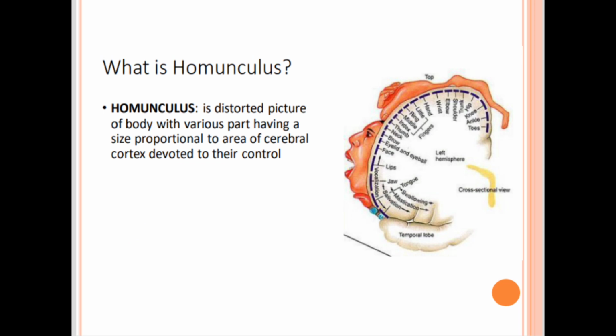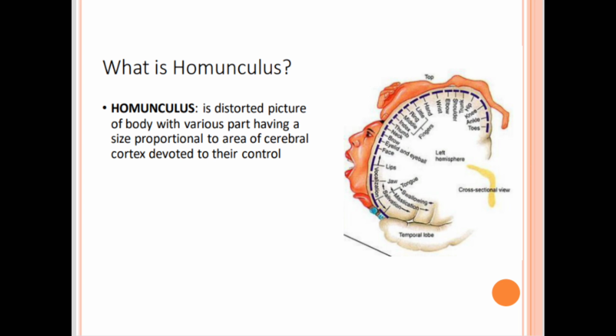Now, before discussing the whole pathway, we should know what the homunculus is. Whenever we stimulate different parts of the precentral gyrus, what we see is stimulation of different parts of the body on the opposite side. So our whole body is represented on the cerebral cortex, basically in a distorted form. This distorted picture is known as the homunculus, represented on the cerebral cortex.